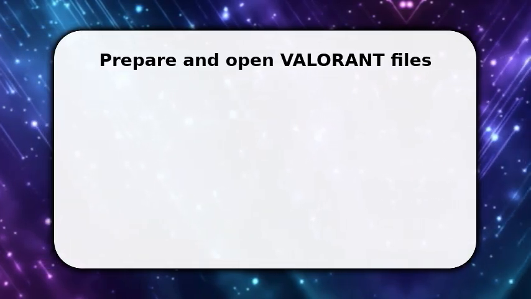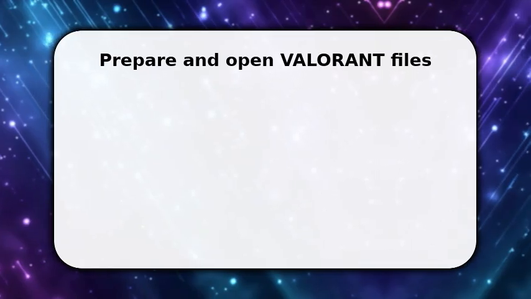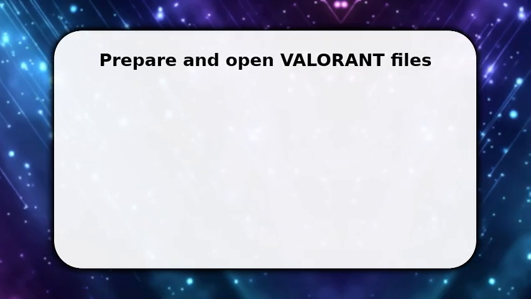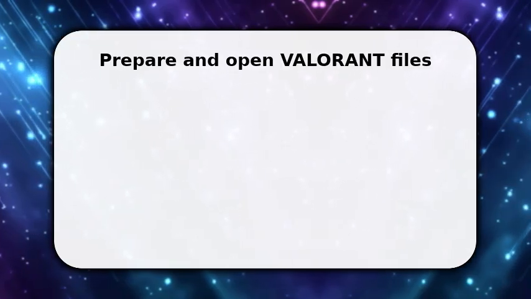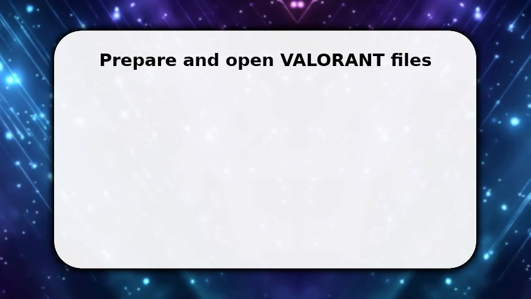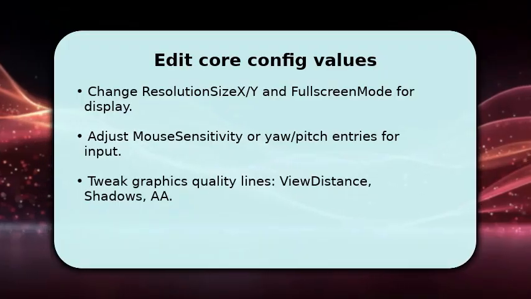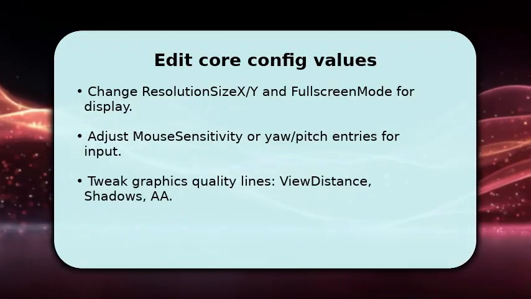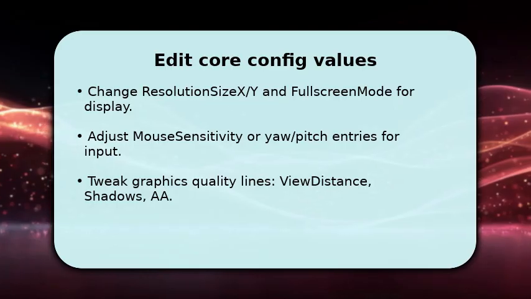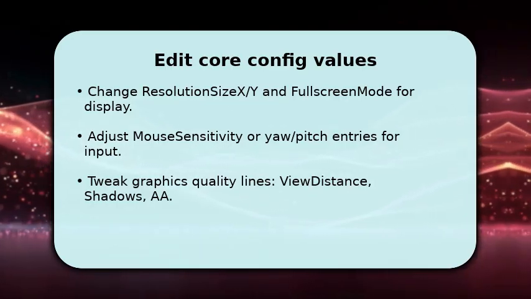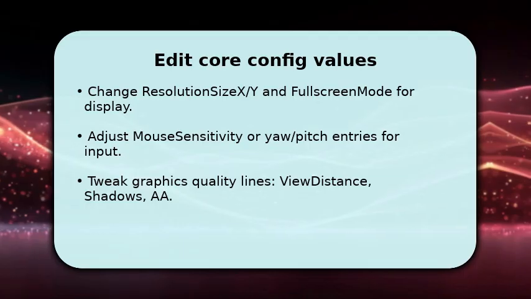Use File Explorer and a text editor like Notepad++ to open the files labeled Game User Settings.ini and Input.ini. Do this now so you can safely edit values without the game overriding them when it's running. Once the files are open, locate the display block and set resolution size X and resolution size Y and full screen mode to match your desired output. This forces a specific resolution on start.